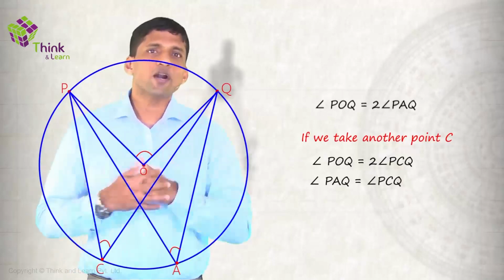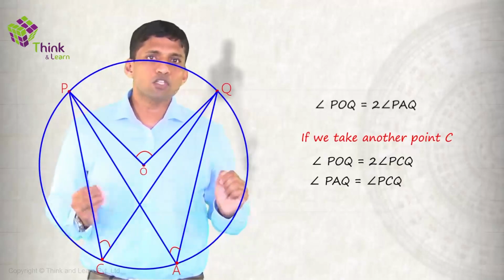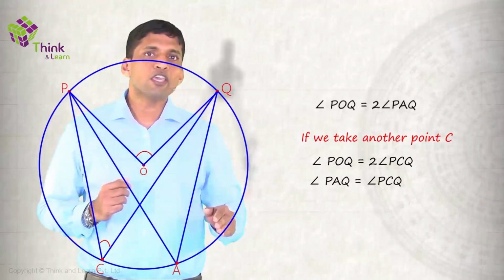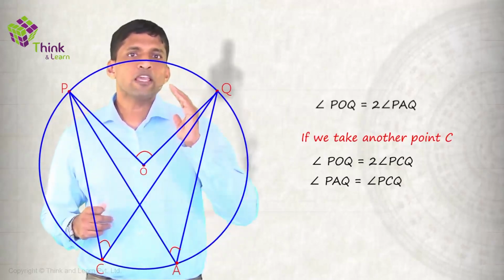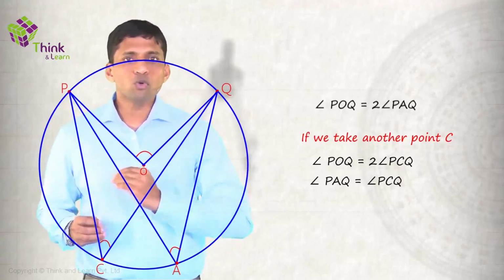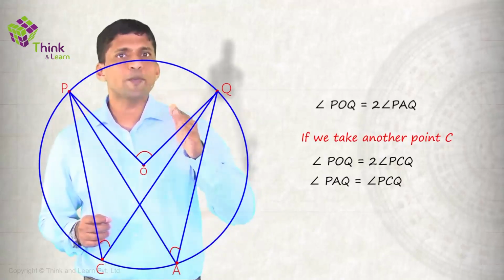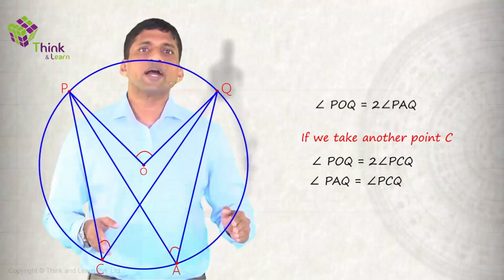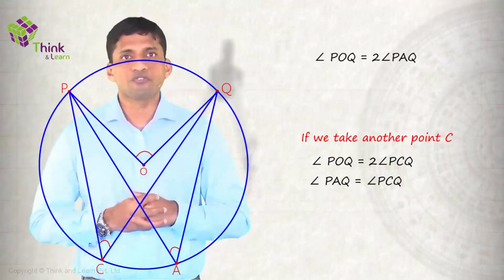So it's very easy to understand. We just need to consider 2 separate points A and C, and we know that 2 times angle PAQ is angle POQ, and 2 times angle PCQ is also angle POQ. So if you compare these two, we can directly write that these two angles are equal. That's a very simple proof.